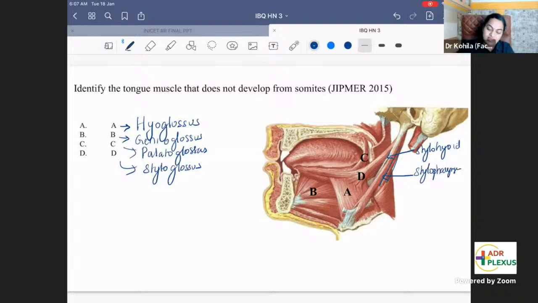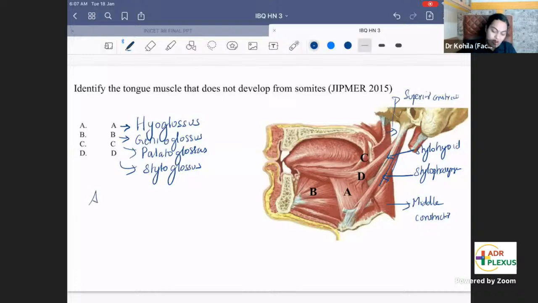right? Any idea what this muscle is? Come on. Originating from the hyoid bone going backwards. Yes, that is your fan-shaped middle constrictor. Yeah, and this one here high up should be superior constrictor. Okay, so happy you're able to identify all the muscles in this image. Now coming to the question.